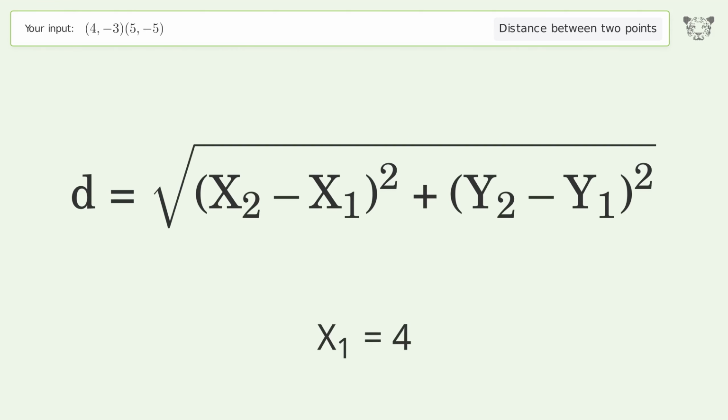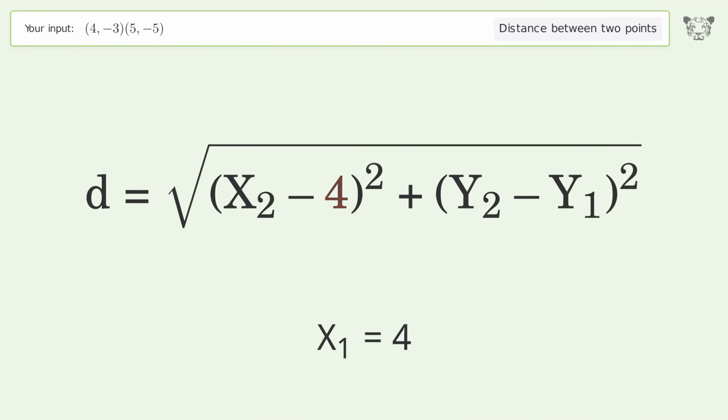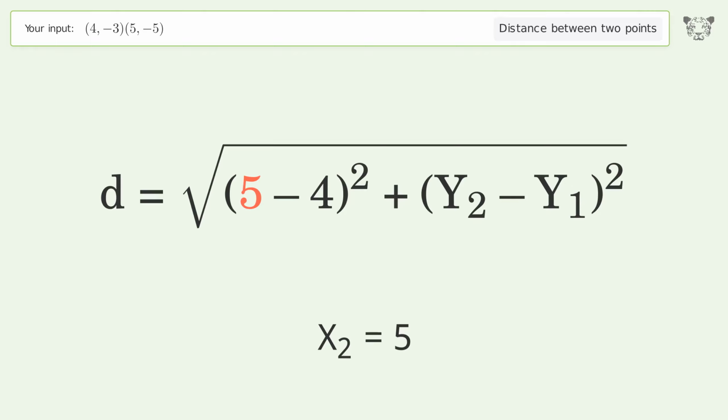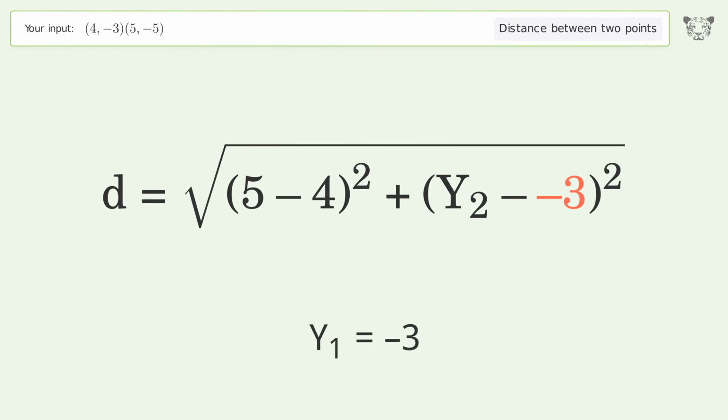x1 equals 4. x2 equals 5. y1 equals -3. y2 equals -5.